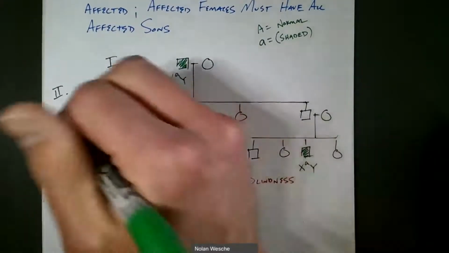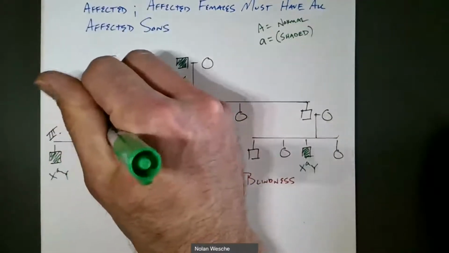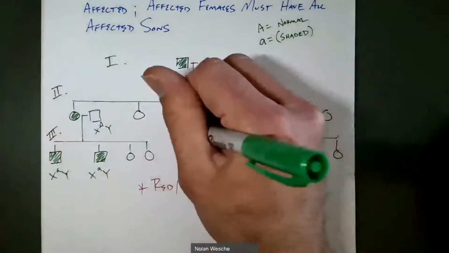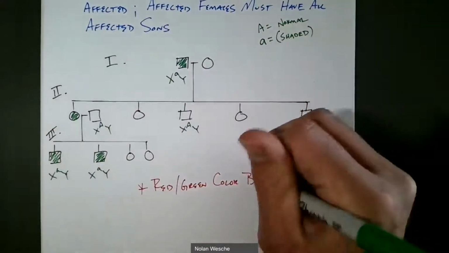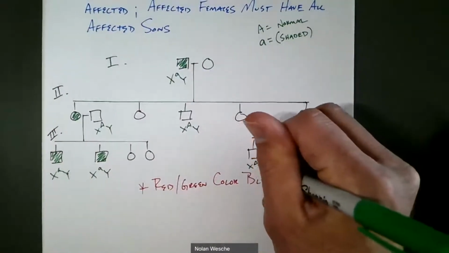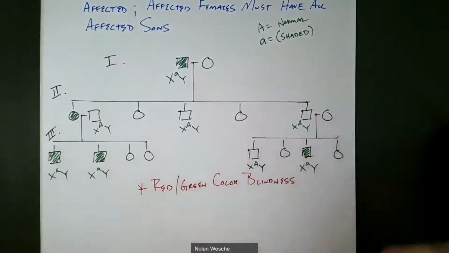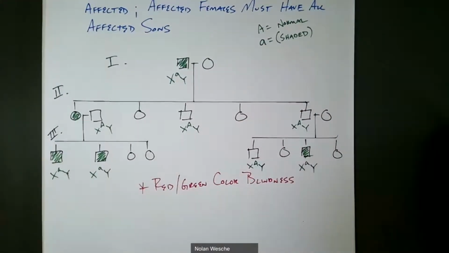All the males that are unshaded, they have a big A on their X chromosome. So males are really easy to sort out because if they're shaded, they're one way. If they're unshaded, they're the other way. There's no carriers. So you don't have a lot of options when it comes to assigning male genotypes. Now the female is a little more tricky. We can start with this female here.